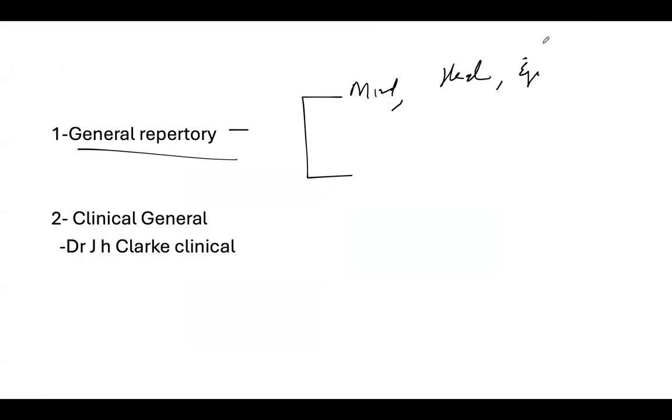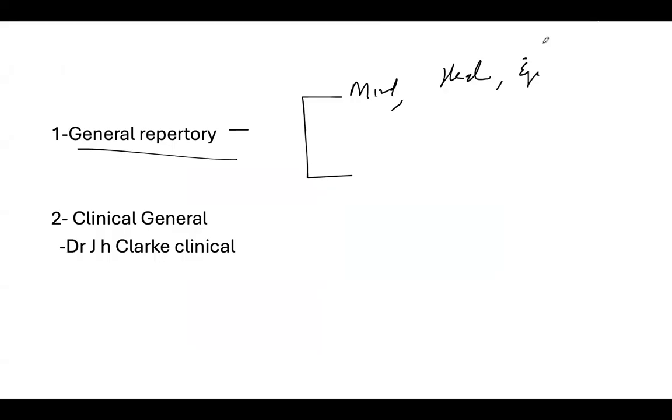Now, again, the repertory is divided into two types. One is your general repertory. What will be in the general? That is head to foot. That is, from the mind symptoms, then the head, then the ear. According to their arrangement, some are alphabetically arranged, some are arranged anatomically. Head, eyes, vision, like this.